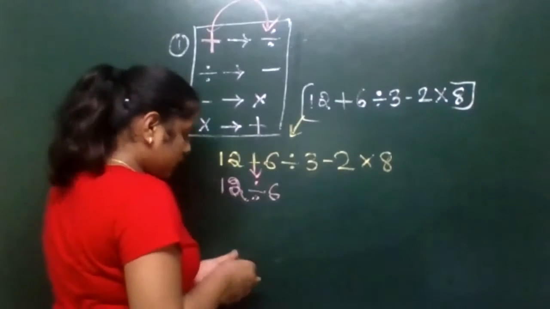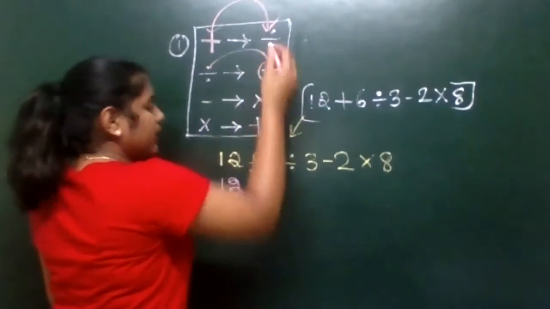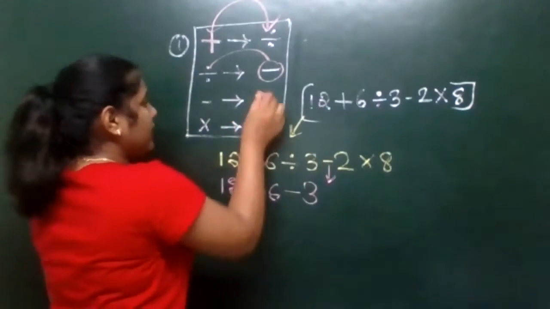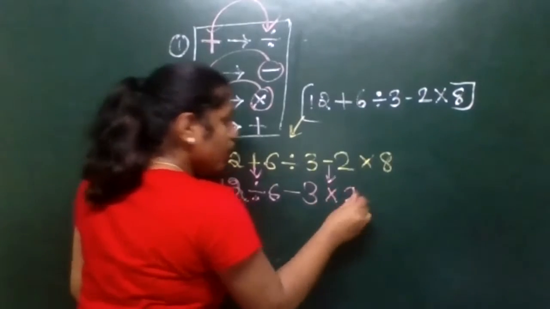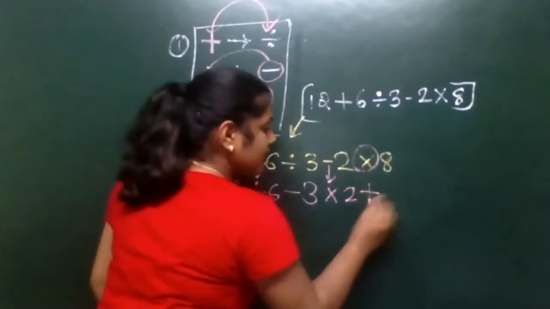Replace this sign. Okay. Now division. Where is division now? Division should be written as minus. 3 as it is, whereas minus. Where is minus? Minus should be written as into. Into 2. And then again, where is into now? Into should be written as plus 8.